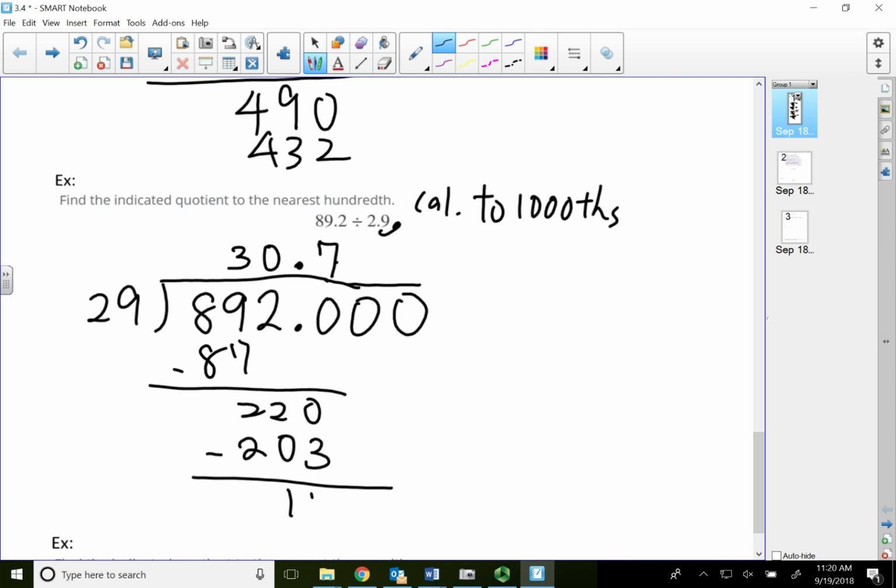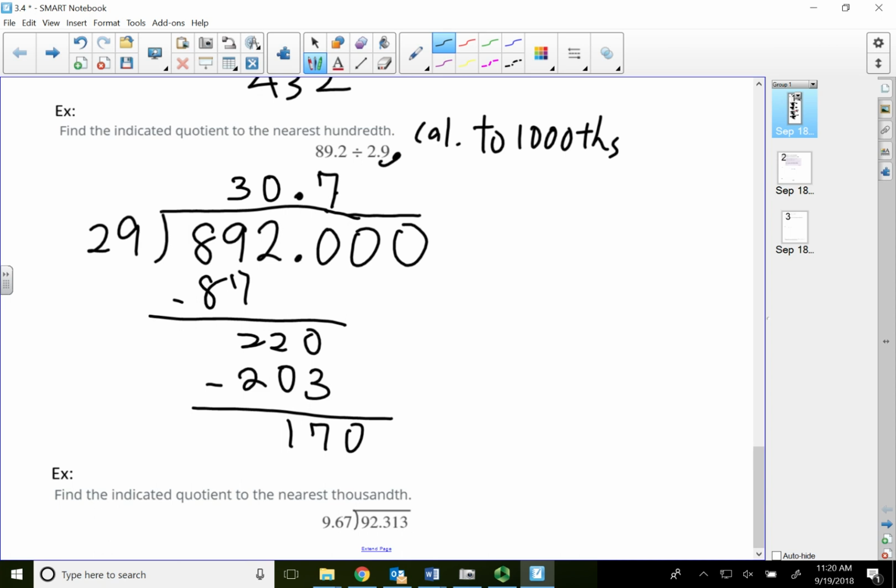If I subtract, that's 17. Bring down the next 0. So 29 times 7 is already 203, so I need to use something smaller. Try with 6. 6 times 9 is 54, carry 5. 6 times 2 is 12 plus 5, that makes it 174, so 5 will work.